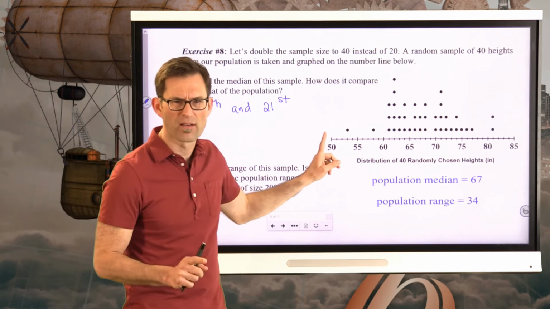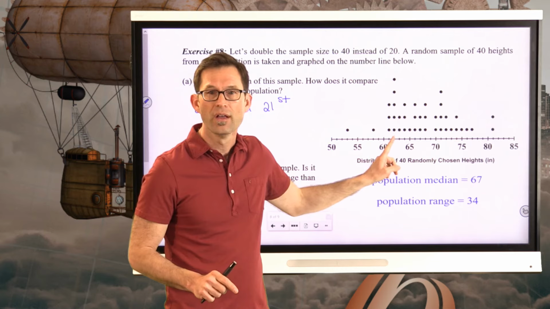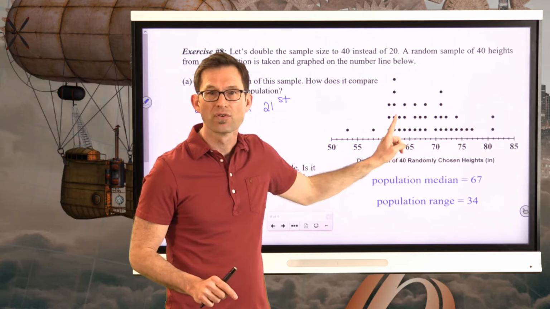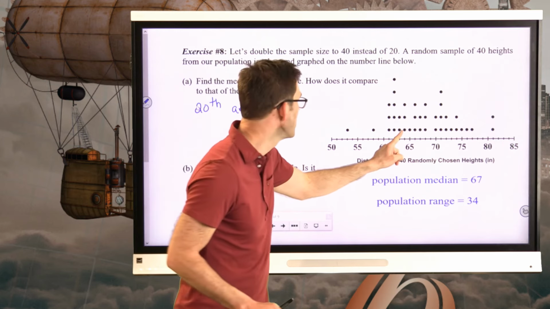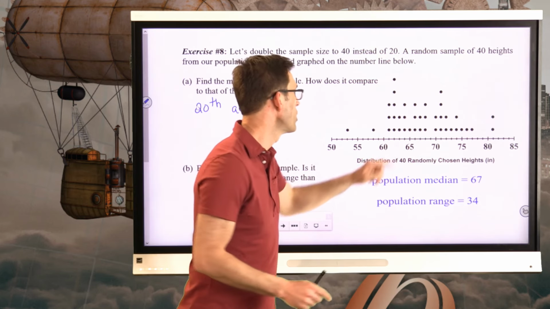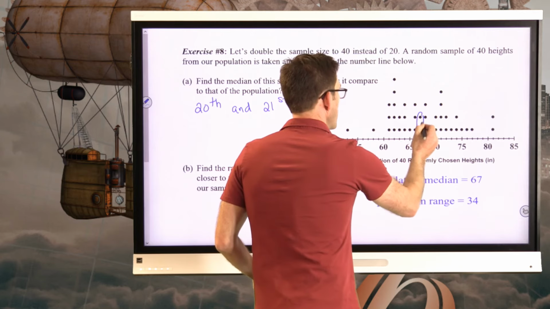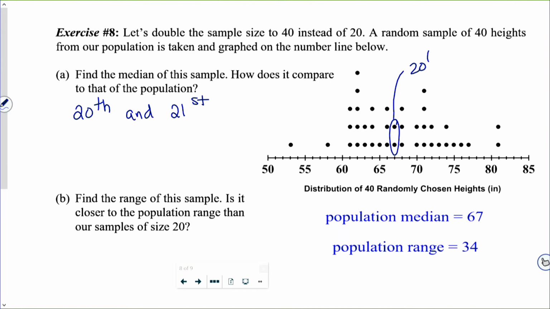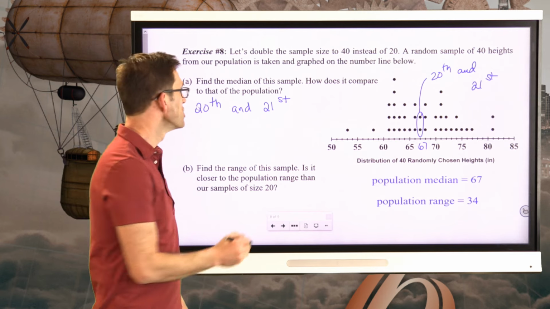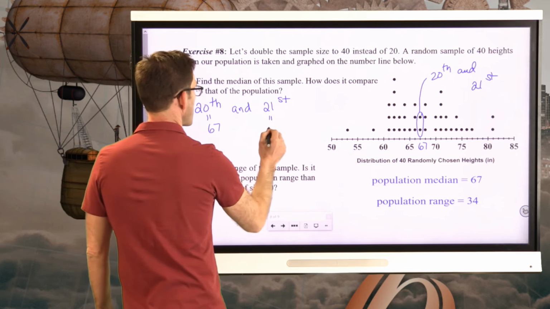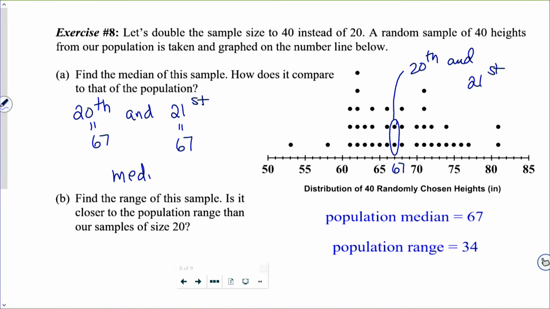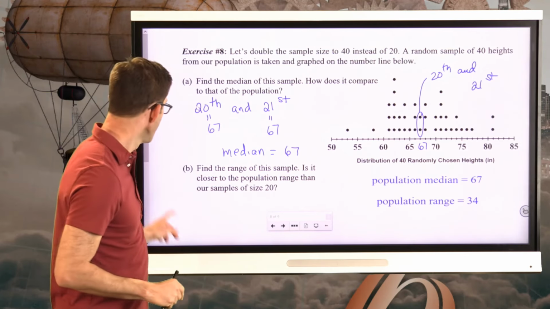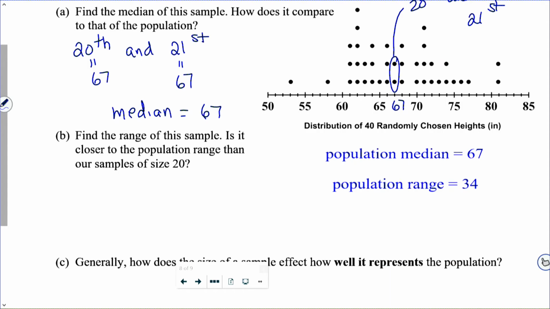All right, so what am I going to do? I'm going to go over here and carefully count 1, 2, 3, 4, 5, 6, 7, 8, 9, 10, 11, 12, 13, 14, 15, 16, 17, 18, 19, 20, 21. These are the 20th and 21st. And what are they? They're 67. So since both of these are 67, the median is 67. Okay, awesome.